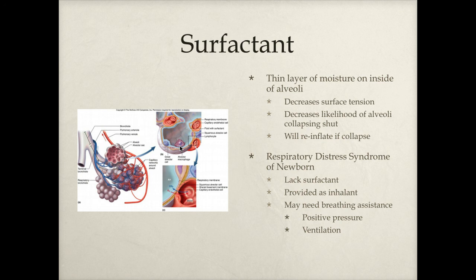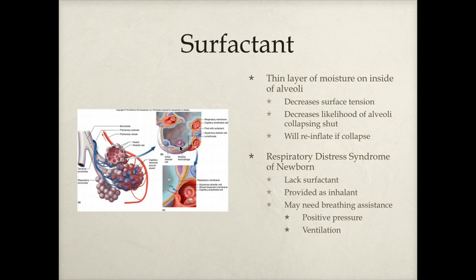So surfactant decreases the surface tension and decreases the likelihood that the alveoli will collapse shut. And if an alveolus does collapse shut, there's a much greater chance that it will reinflate with the next breath. It's going to be a lot easier to reinflate that air sac with the surfactant present. The detergent acts to break apart those hydrogen bonds, so if an air sac collapses, the two sides aren't going to stick so tightly together or adhere together.